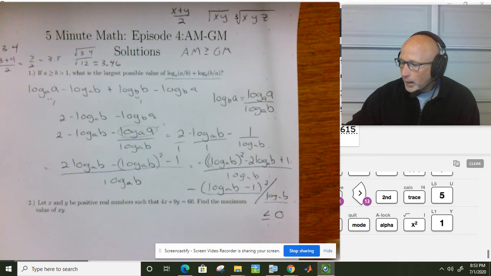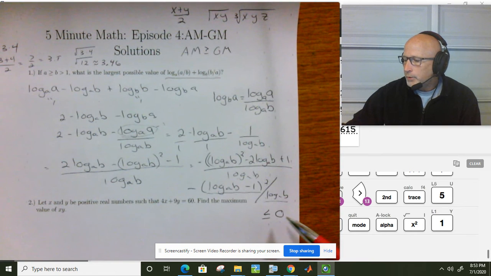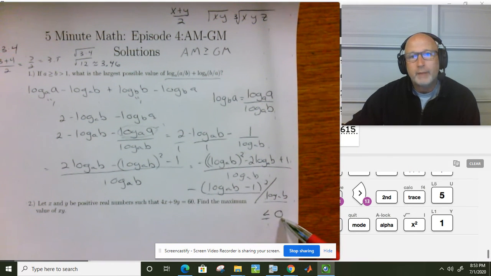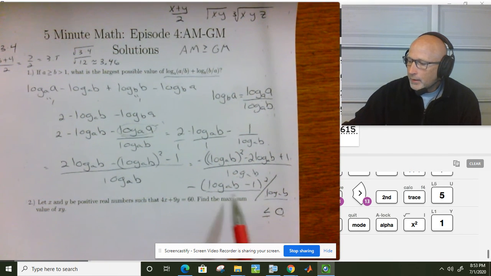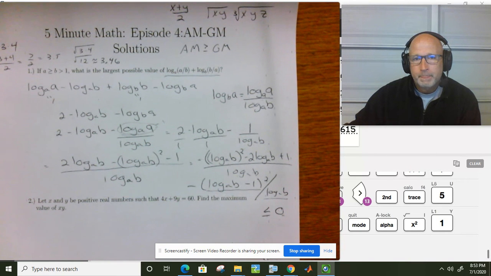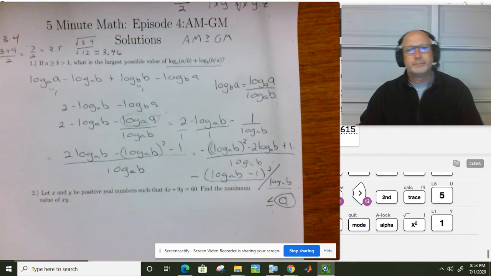So what I want to do then is I want to find the largest possible value of this. Well, the largest possible value of this would have to be 0, as long as I can make it equal to 0. And can I do that? Yes, I can, because this right here you can make equal to 0 by having a be equal to b. Okay, so 0 is the largest value that this can take on.